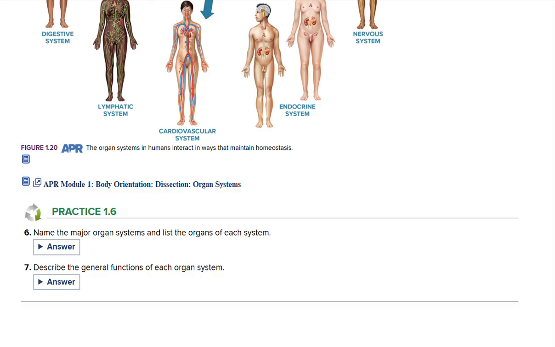Respiratory system, moves air into and out of the lungs, and exchanges oxygen and carbon dioxide between the lungs and the blood. Urinary system, removes blood wastes, helps maintain water, electrolyte, and acid-base balance, produces urine, and transports urine to the outside of the body.